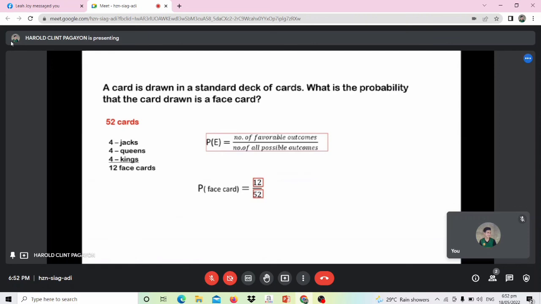If you notice, 12 and 52 are divisible by 4. So, let's divide the numerator and the denominator by 4. We will get the result 3 over 13. So, the probability that the card drawn is a face card is 3 over 13. And that's our final answer.